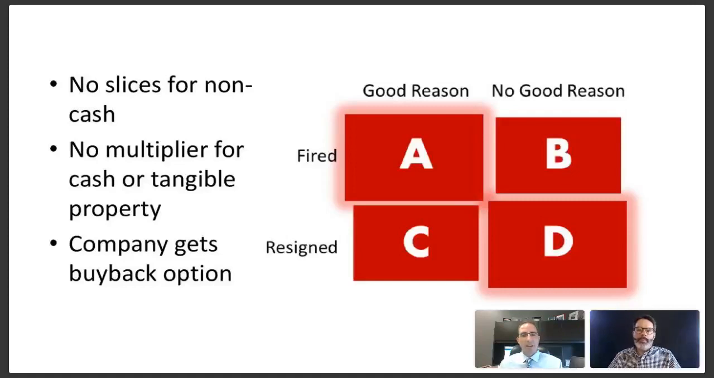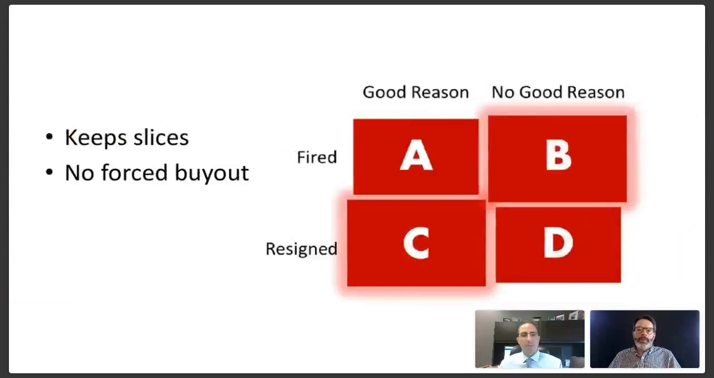Now, the flip side of the coin: if you leave for good reason or you're fired for no good reason, you get to keep your slices in the pie. The slices will remain on the table and part of the pie. And when they convert to equity with everybody else, you'll get your slices, which means my bet was reflected in my equity share. So if I came in and bet $10,000 and I was fired for no good reason, I will get $10,000 worth of shares, or I'll get my proportionate amount when it's issued. So this protects the employee.